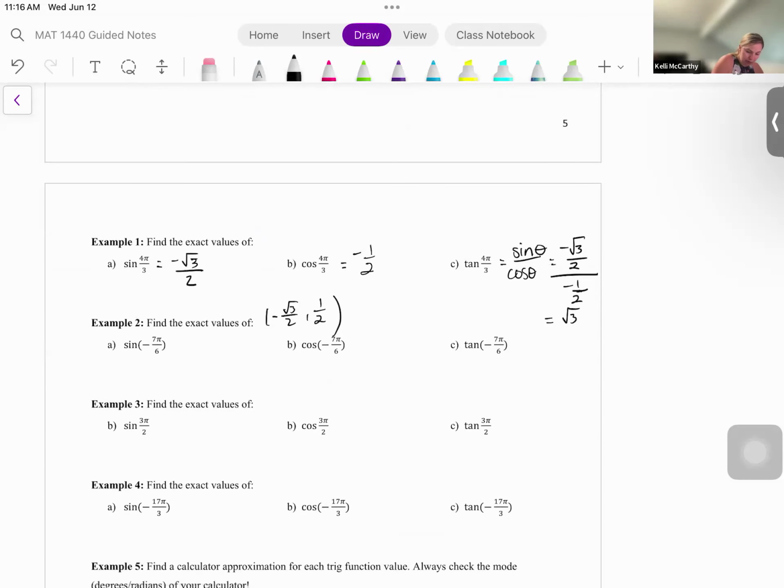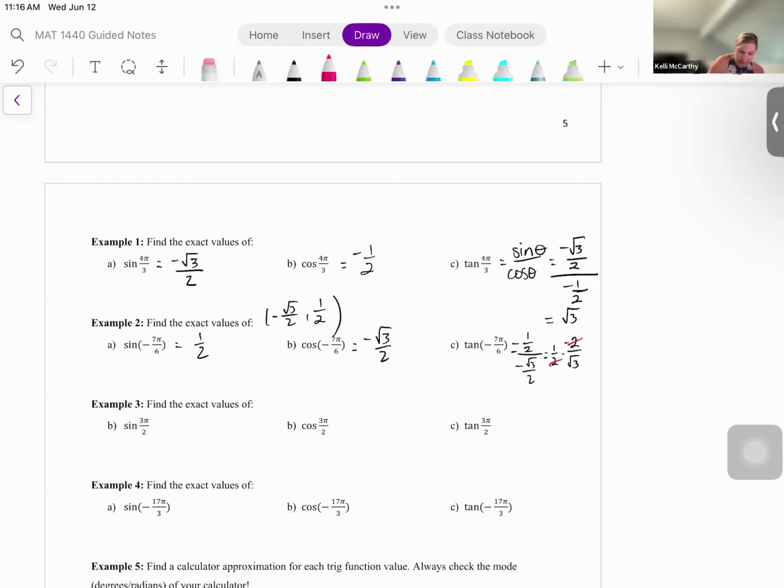So sine is our y value. This is 1/2. Cosine is our x value, -square root of 3 over 2. And tangent is sine over cosine, so 1/2 divided by -square root of 3 over 2, which is equal to 1/2 times -2 over the square root of 3.